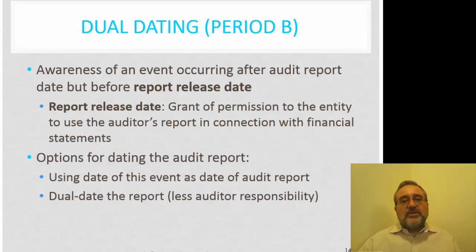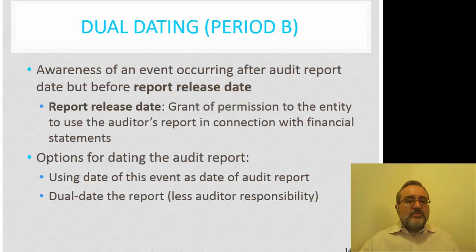Now, when we're talking about this period, it is between the audit report date, when we have completed the audit, and the actual issuing of the financial statements. This is a period of time where we would consider a dual dating. So basically, we're out of the facility, we're done with the audit, but something took place. We concluded a contingent liability, we issued stock, we did something. We would consider what we're calling a dual date.